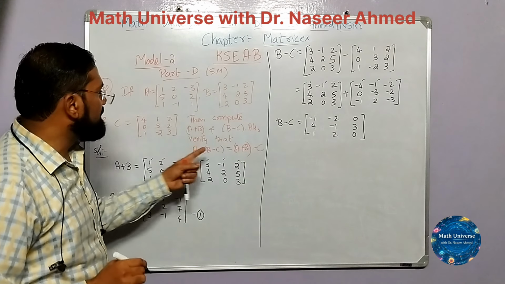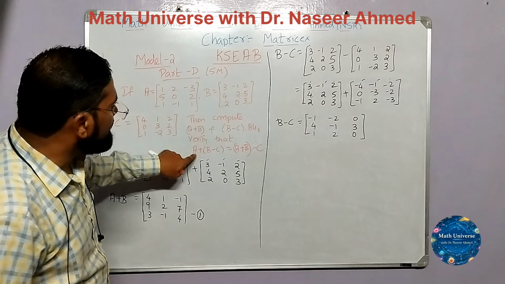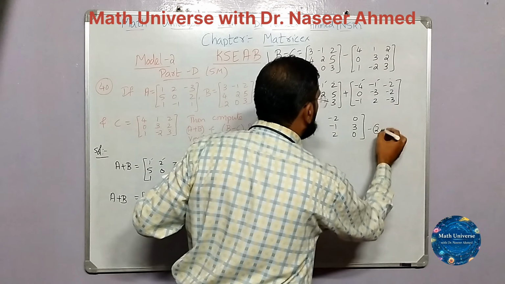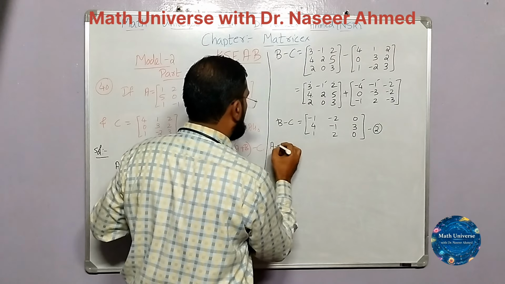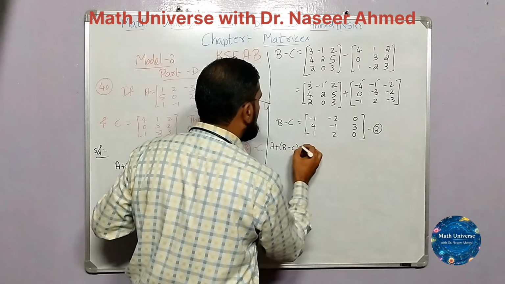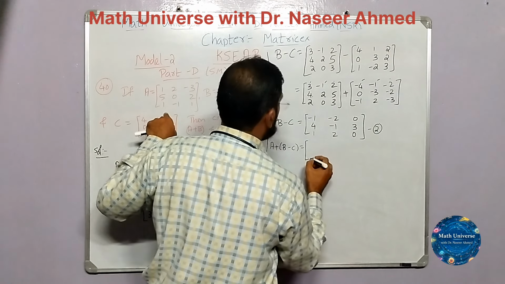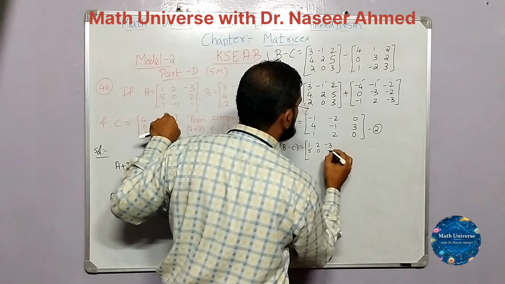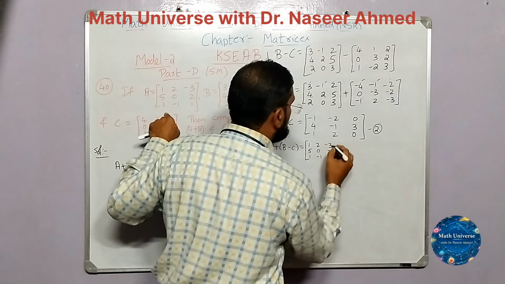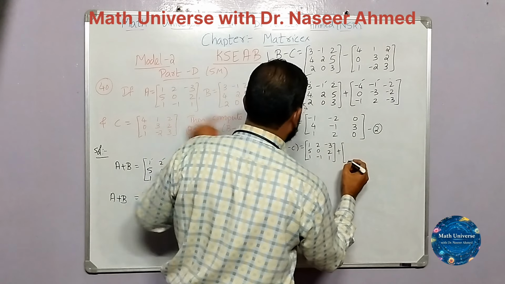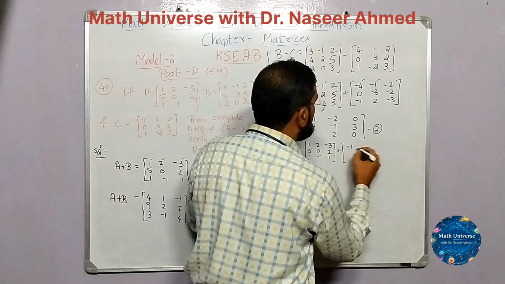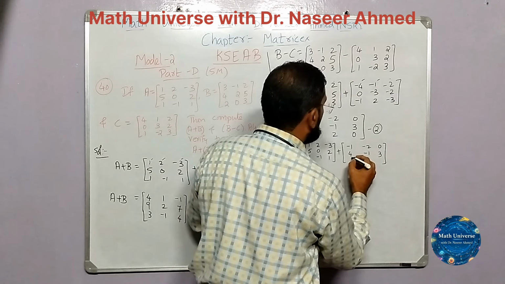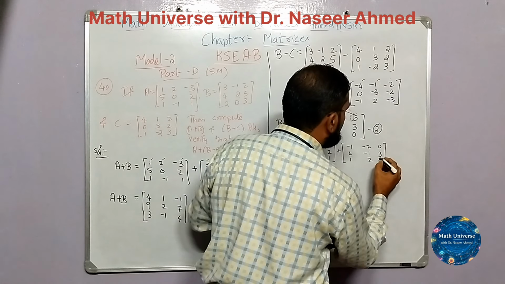So we have finished with A plus B and B minus C. Now we have to verify this. We have to add B minus C to the matrix A. This I will take as equation number 2. So let us go for this. A plus of B minus C. So what is matrix A? It is here. Let us recopy 1, 2, minus 3, 5, 0, 2, then 1, minus 1, 1, plus B minus C. Coming to B minus C, this is the matrix: minus 1, minus 2, 0, 4, minus 1, 3, 1, 2, 0.